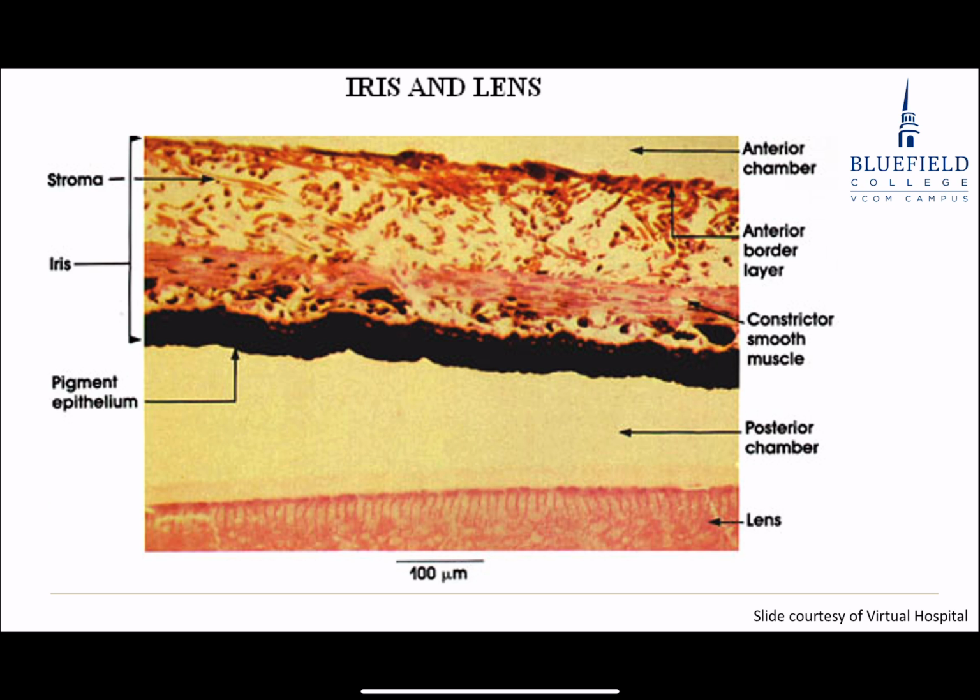Right, this is just looking at much higher power magnification. You can see that posterior pigmented epithelium here. Here is more of them telling you that's constrictor smooth muscle. Just tell me it's smooth muscle, you're fine. And then they're pointing out in here, there are fibroblasts. They're pointing out a melanocyte. This is the melanocyte responsible for the color of your iris.